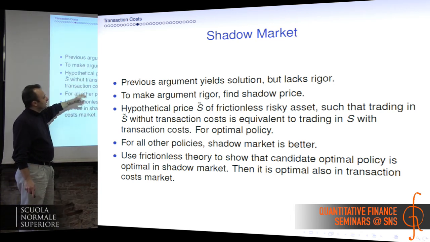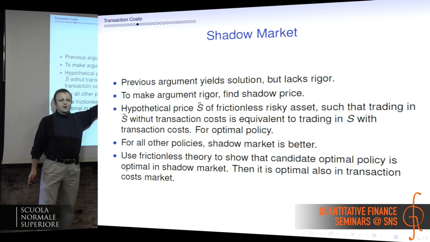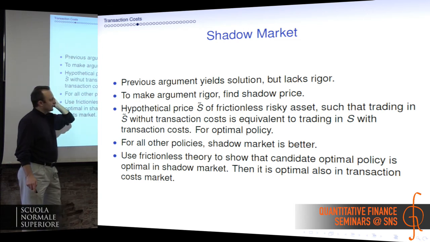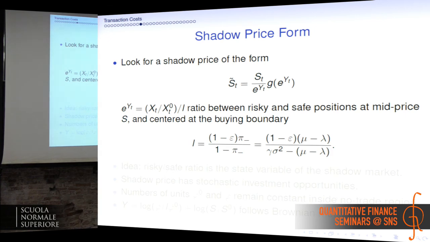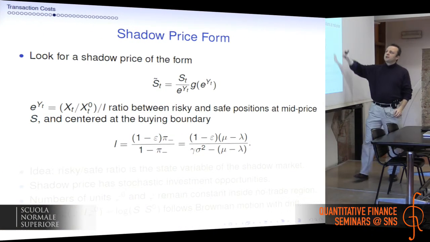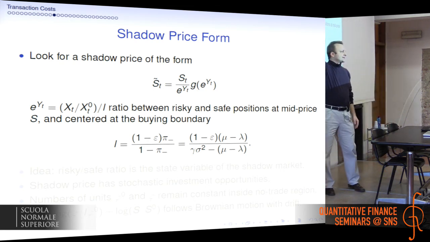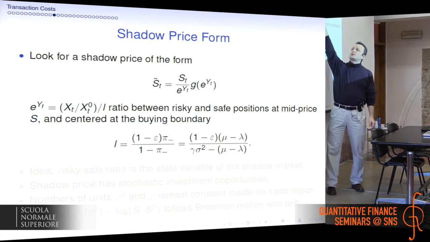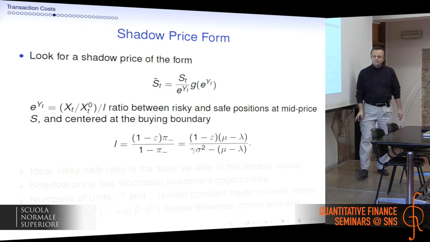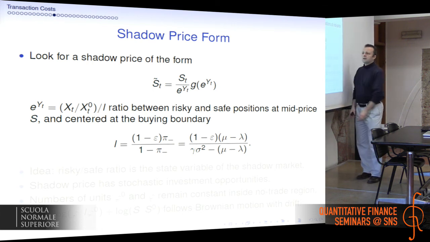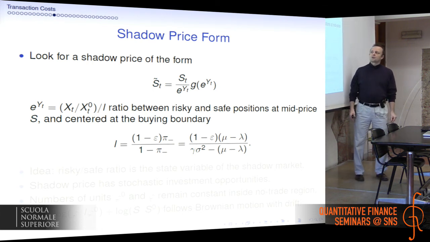So this is what we're going to do. The difficulty, of course, is that you have to construct such a price, because nobody says that there is a shadow price. So if you can exhibit it, then you can do it. And the idea is that you do exhibit it by working with the value function that you have constructed. So you're going to guess that the shadow price is going to be proportional to your price times a certain function that here it is convenient to write as g of e to the y divided by e to the y.